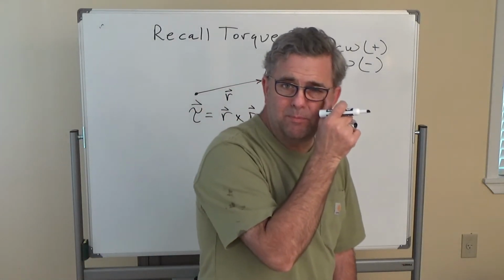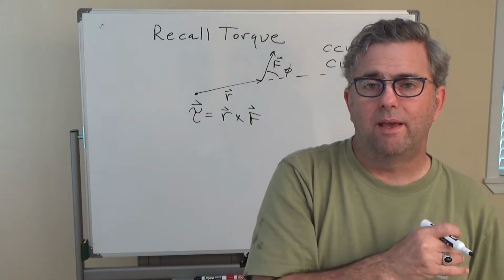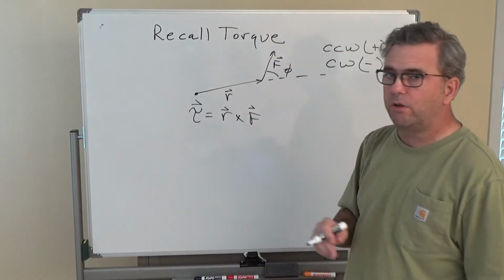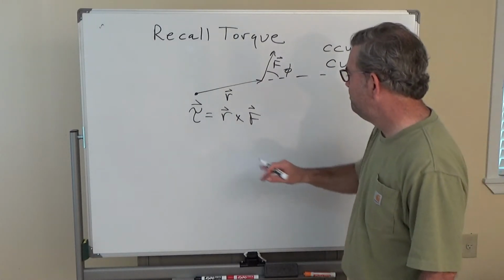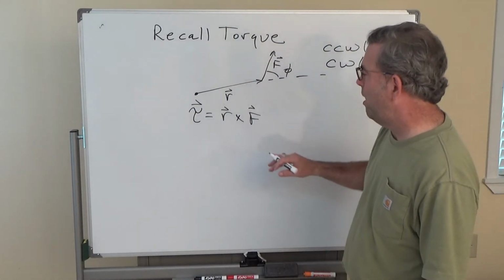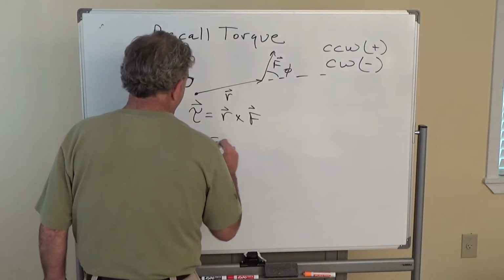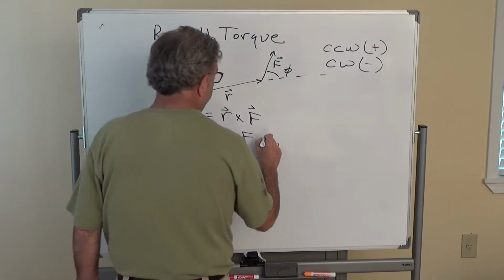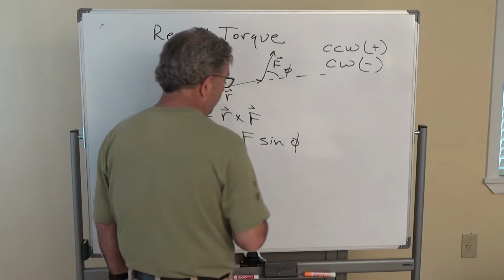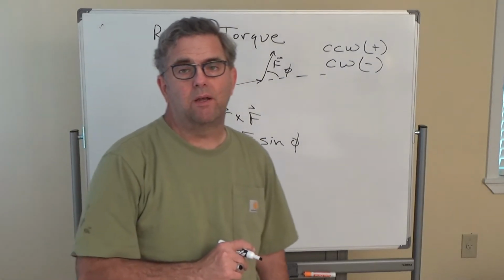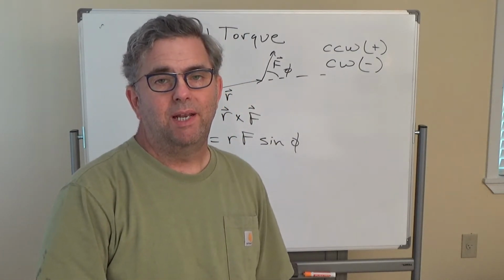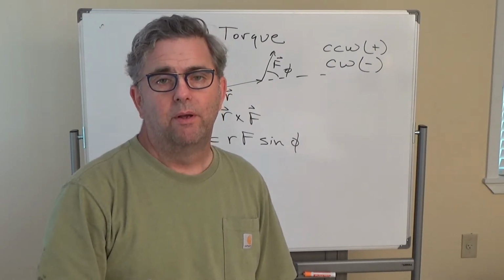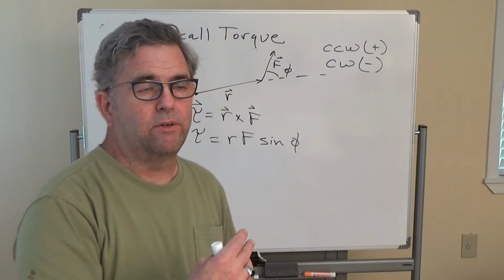So maybe next time on Monday, I know we've got like one day of official class left, I'll talk more about the cross product. But this cross product is a vector product. Its magnitude is equal to magnitude R, magnitude F, times the sine of phi. When we talked about the dot product or the scalar product, when you take the dot product, you get a scalar, you get a number. From the cross product, you get a vector.